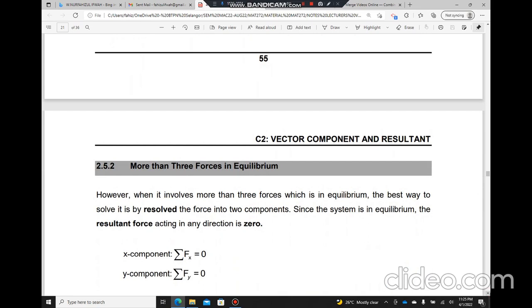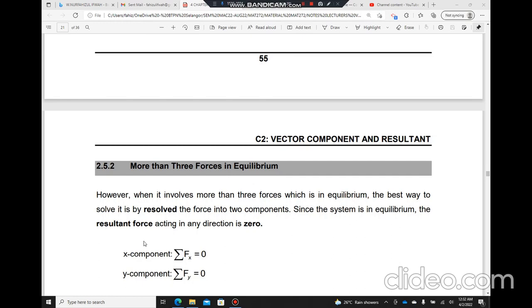Okay, so next kita sambung untuk force yang lebih daripada 3. So this one more than 3 forces in equilibrium. Okay, if we have more than 3 forces in equilibrium, however, when it involves more than 3 forces which is in equilibrium, the best way to solve it is by resolve the force into 2 components. Since the system is in equilibrium, the resultant force acting in any direction is 0.